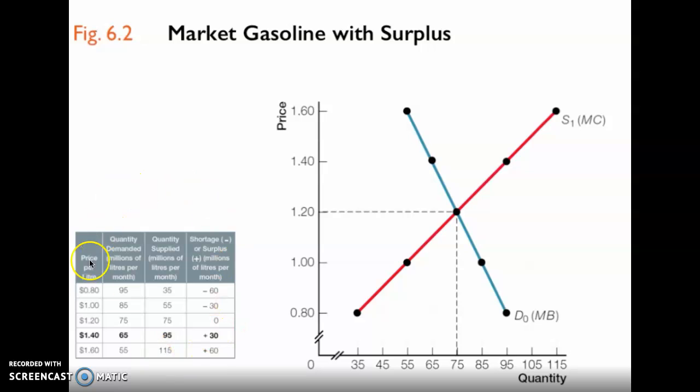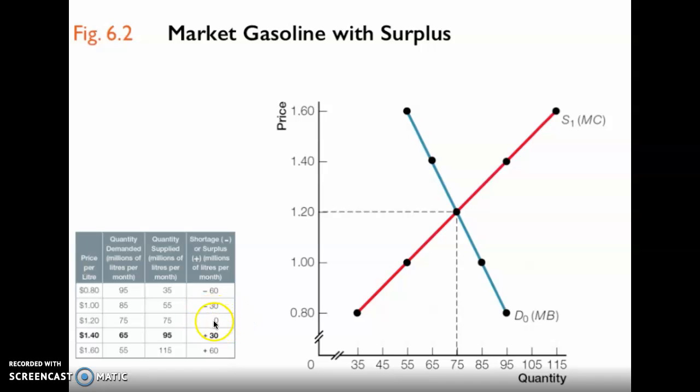Again, this table on the left shows the quantity demanded and quantity supplied at the different price levels. And right here you can see $1.20, we are selling 75 million liters per month, and they are buying 75 million liters per month. So at this price level, there is no shortage or surplus.